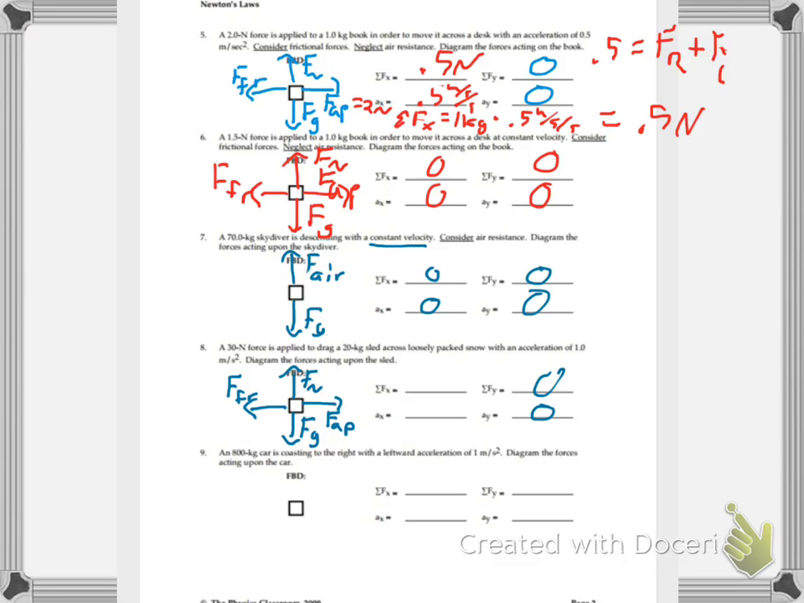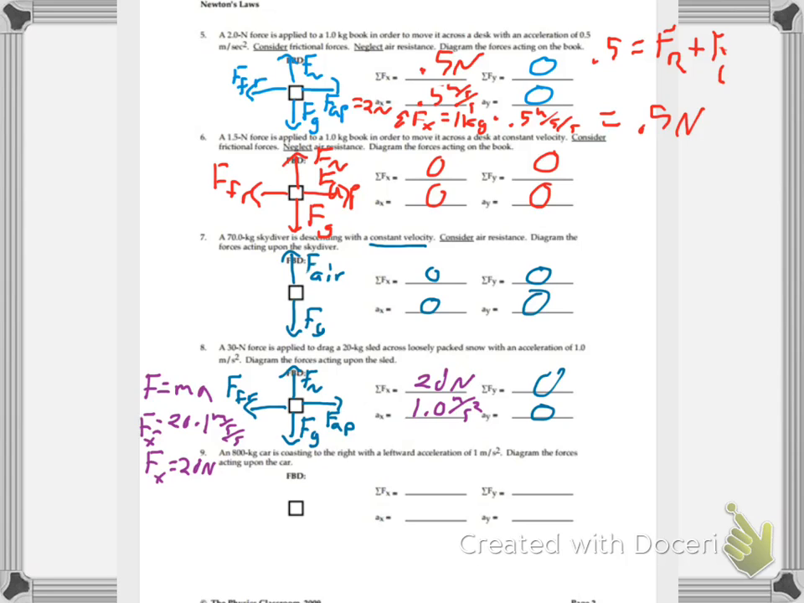So now we have 30 newtons pulling 20 kilograms with an acceleration of 1 meter per second squared. So if we use Newton's second law, force equals mass times acceleration. We have 20 kilogram mass at 1 meter per second squared. So this means that the sum of the forces in X is 20 newtons, because we are accelerating at 1 meter per second squared.